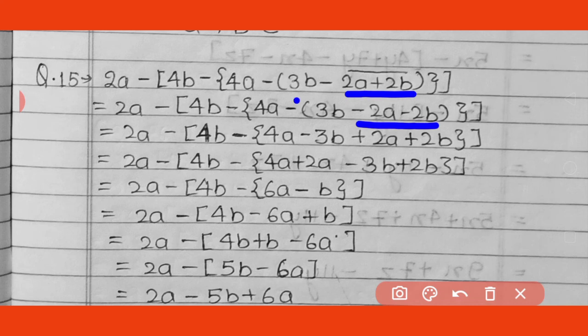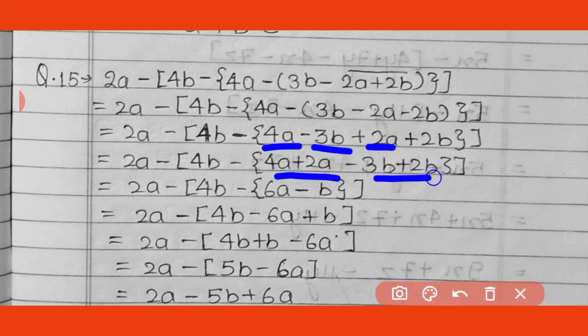So minus is multiplied with plus 3b, changing into minus 3b, minus 2a changes into plus 2a, minus 2b changes into plus 2b. So now we have to firstly put together the like terms. 4a plus 2a minus 3b plus 2b. So after solving it, we have got 6a minus b.